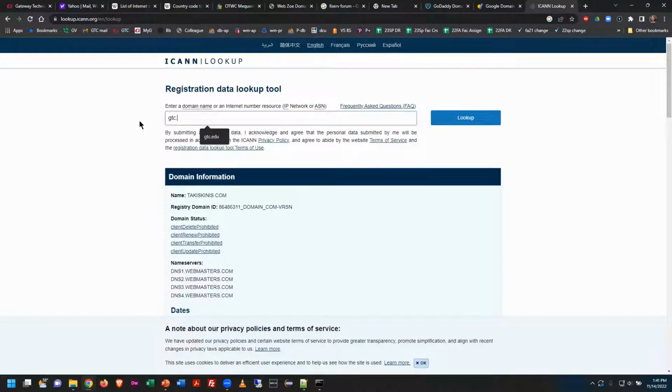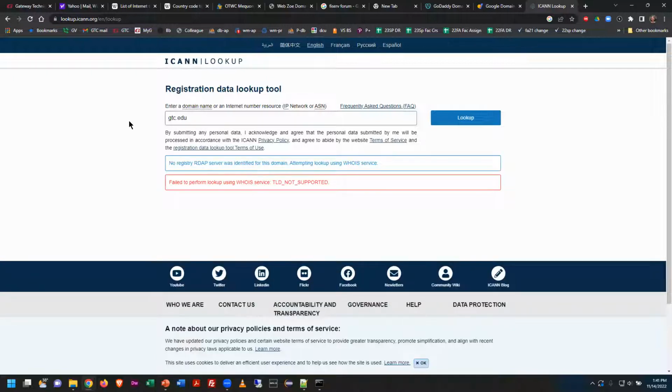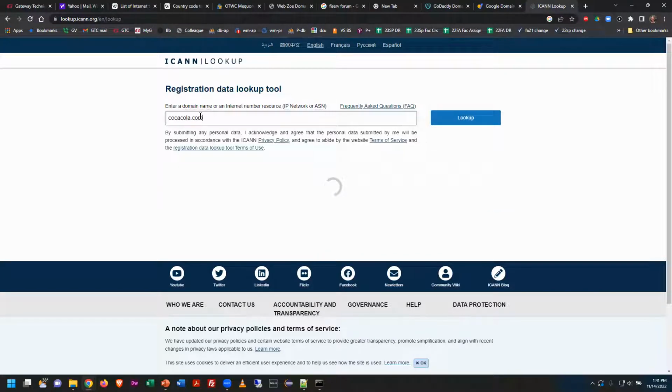If you don't have the privacy setting put on here, I'll give you an example. I'm thinking that Gateway probably doesn't. So if I look up gtc.edu, oh, I see. Okay, so they don't look up .edu addresses. All right, how about this? Let's look up coca-cola.com.